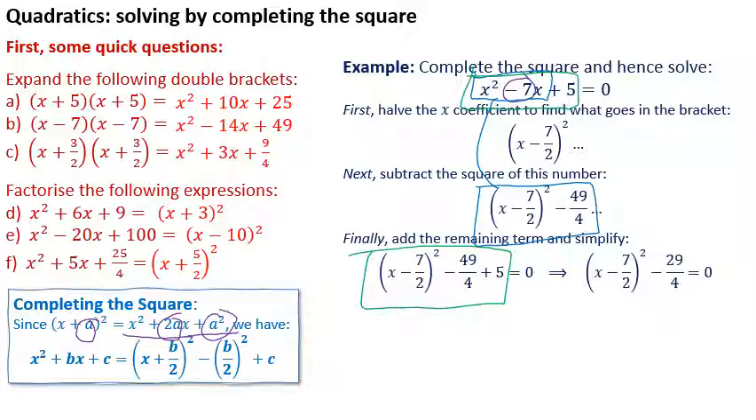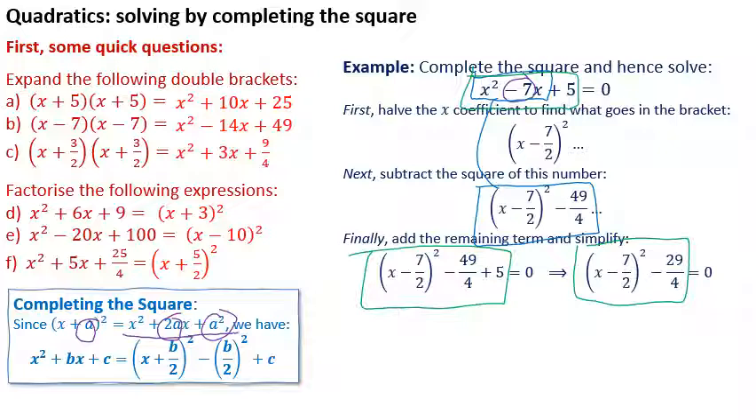A good idea here is to write the 5 as a fraction of 4. Call it 20/4, and then it becomes a bit easier. We're taking away 49 quarters, but we're adding 20 quarters. So overall, we're taking away 29 quarters. And this is the completed square form. This is fully simplified completed square form. And there are plenty of things you can do with that.